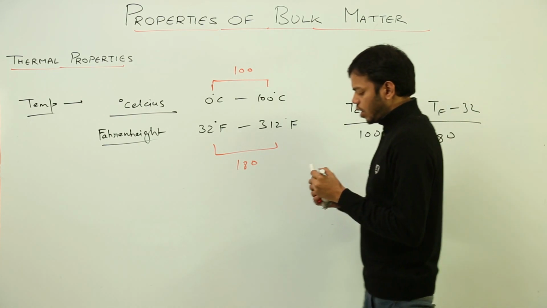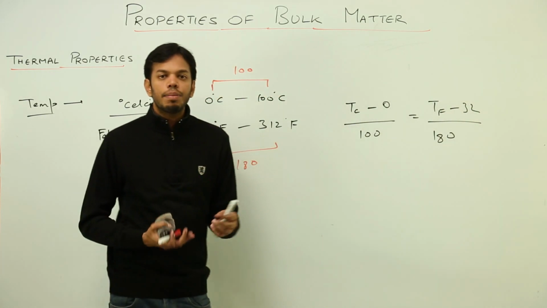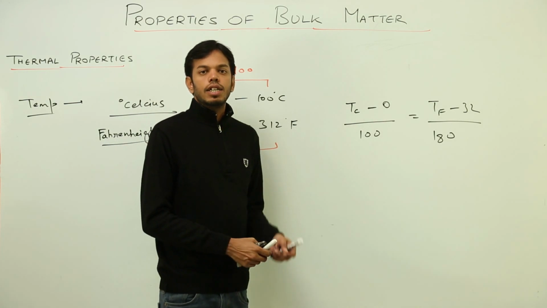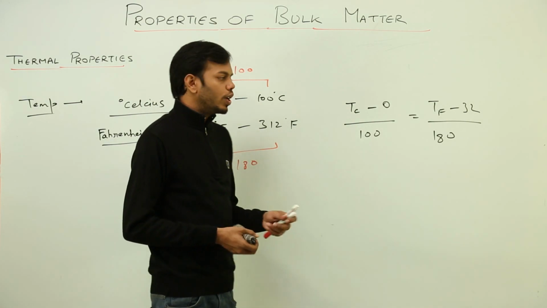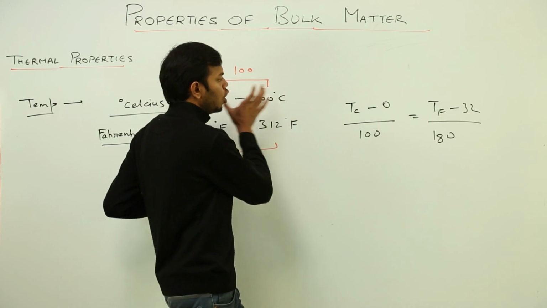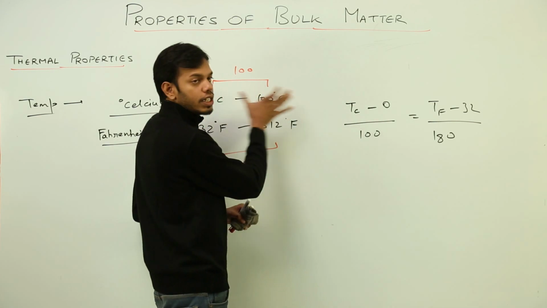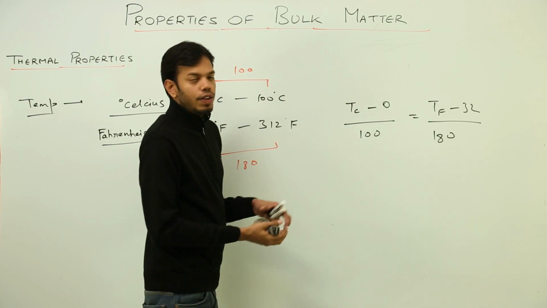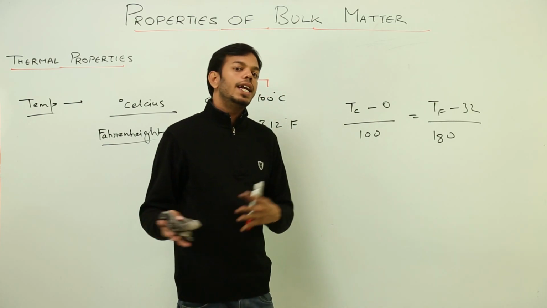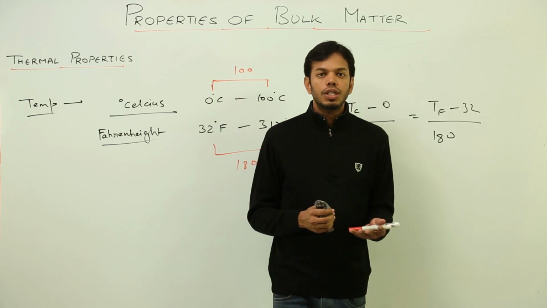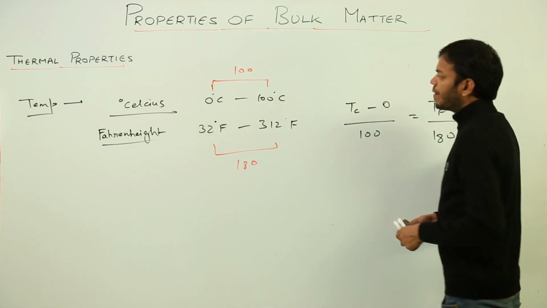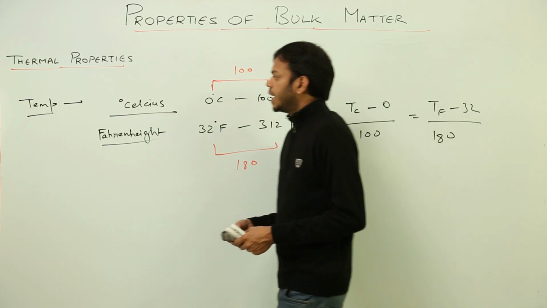This formula is applicable to any type of scale. Suppose there is some other scale, X scale. Even for X scale, you can put the same formula: temperature in X scale minus the lower value of X scale upon the difference in the values of X scale will be equal to this. So this type of formula is applicable for any type of conversion from one type of temperature representation to another type of representation. I have explained this in terms of Celsius and Fahrenheit.